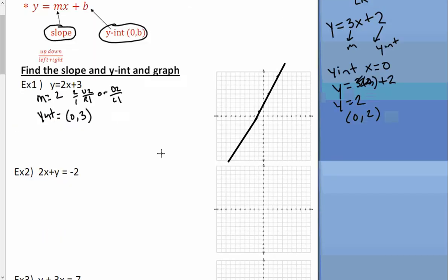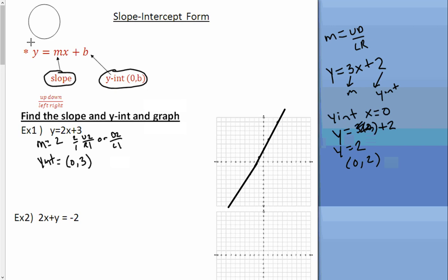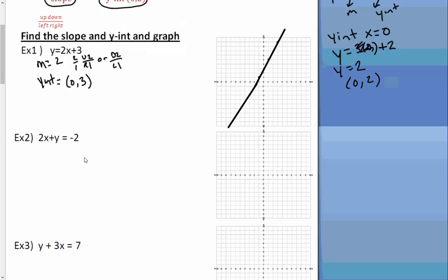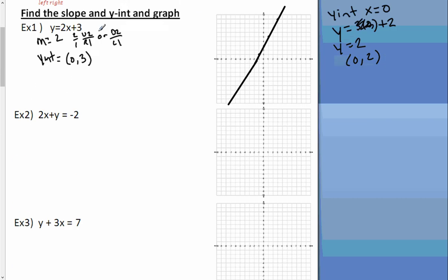So let's do another example. Now remember, this only works when it's in this form, y equals mx plus b. So if you look at this second example, is this in y equals mx plus b form? No, it's not. I need to get the y by itself, I need to get the x number second, and the number by itself. All right, so let's do that. How do I get rid of the 2x? Well, subtract 2x from both sides, or add negative 2x to both sides, right?